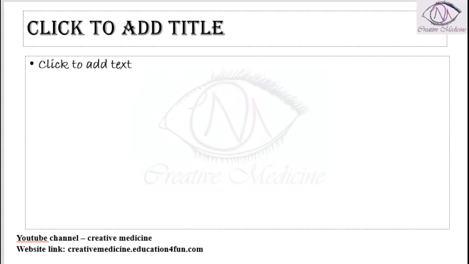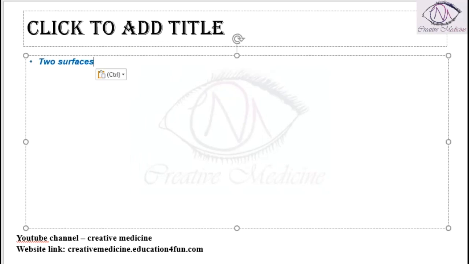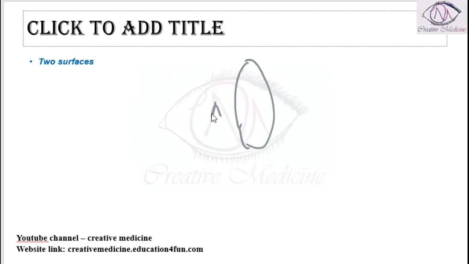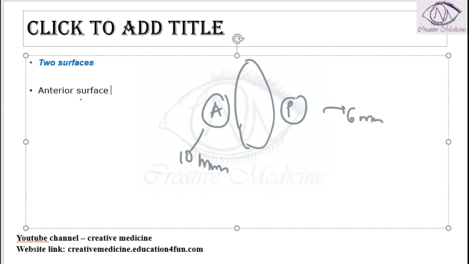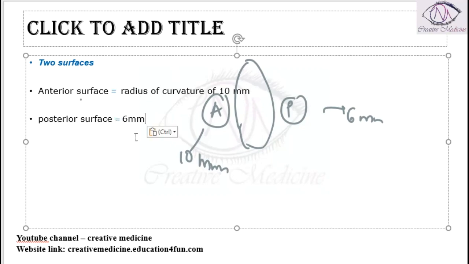Then it has two surfaces: one, we have the anterior surface, and second, we have the posterior surface. The anterior surface has a radius of curvature of 10 millimeters, whereas the posterior surface has a radius of curvature of 6 millimeters.